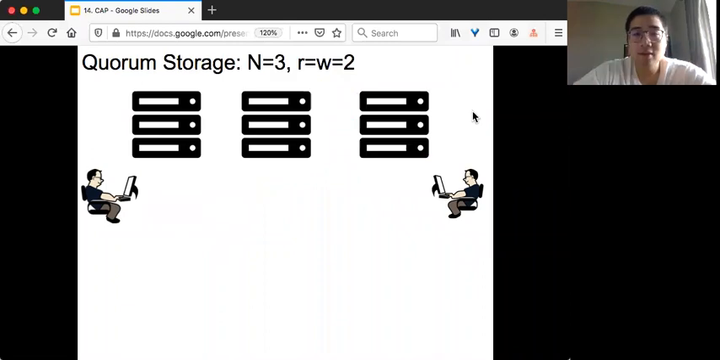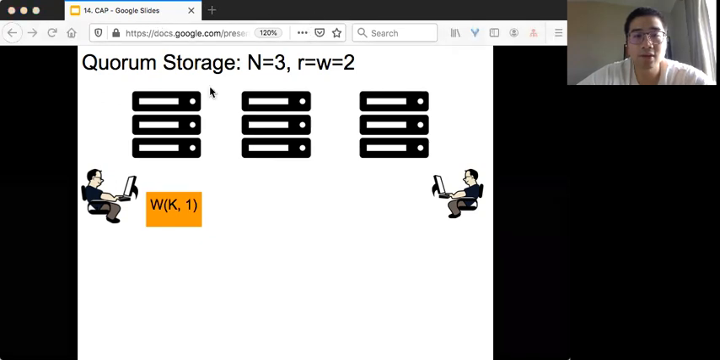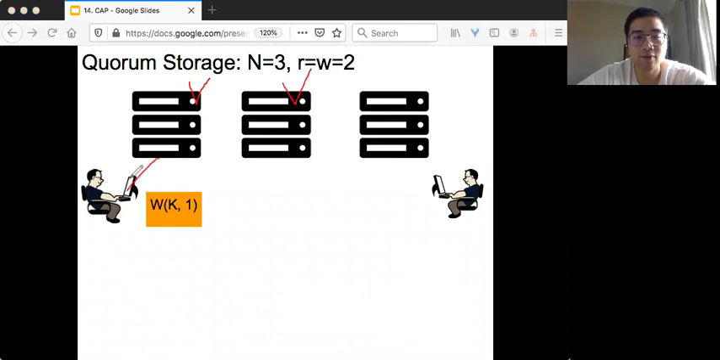Then now let's consider the quorum storage, or leaderless replication. What exactly does this kind of theorem mean? Okay. So now again we have three servers, and R and W are both equal to 2 because we want to satisfy strong consistency. And again we have two clients. At first this client writes K equal to 1, and because W equals 2, this server got it, and this server got it, and they both respond with an acknowledgement to this client. Okay, so that's good.